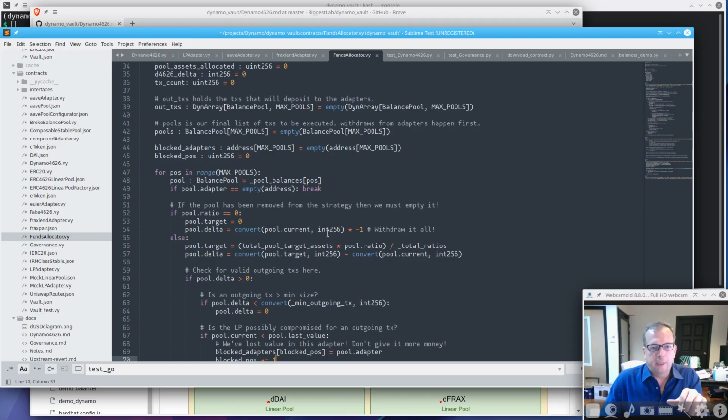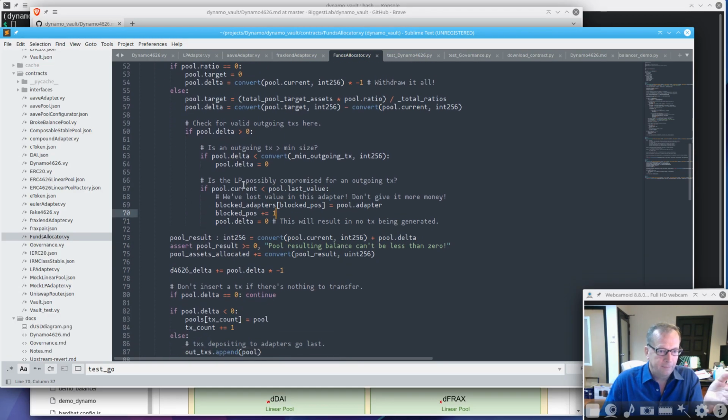Really the only exposure that we have where people could lose funds in one of our Dynamo 4626s is if the lending provider itself were exploited somehow. And so we would detect that, because the next time we look at the value that's in that LP based off of the assets that we have, if it's lower than the value that we saw before, then we can assume that system has been exploited. And we check that out here.